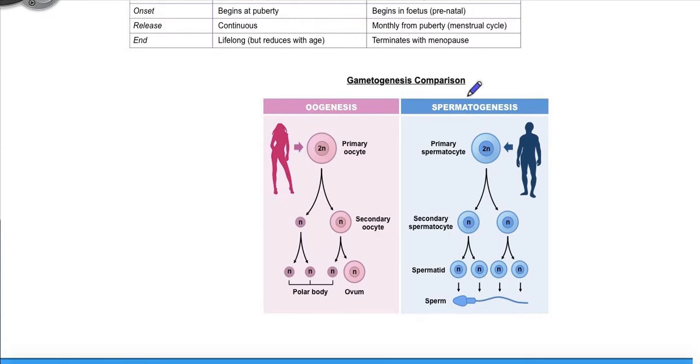So here you have the gametogenesis comparison. In oogenesis, you start with the primary oocyte and you end up with one haploid functional ovum. In spermatogenesis, you start with a primary spermatocyte and you end up with 4 functional spermatids, which will then differentiate into a functional sperm. Okay, that's it for the first section of 11.4.